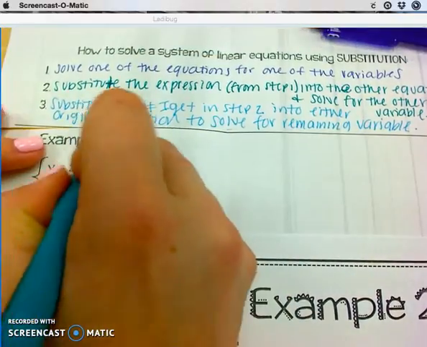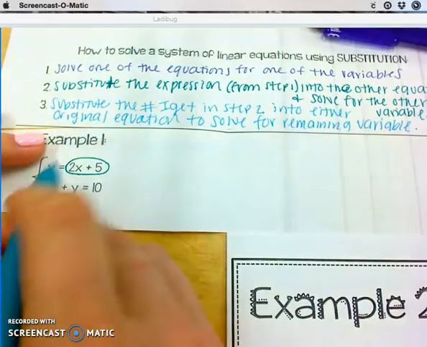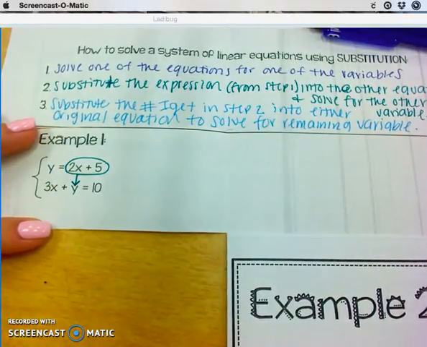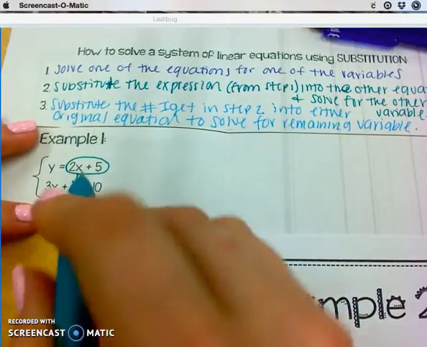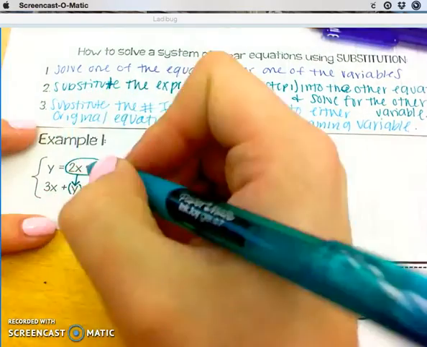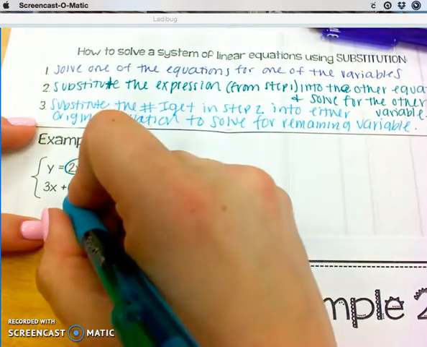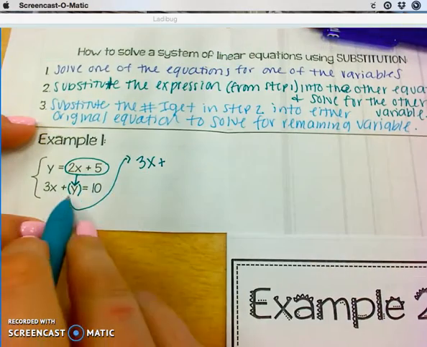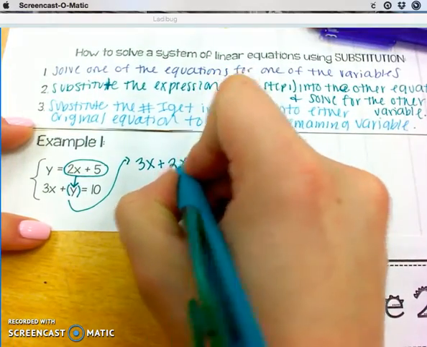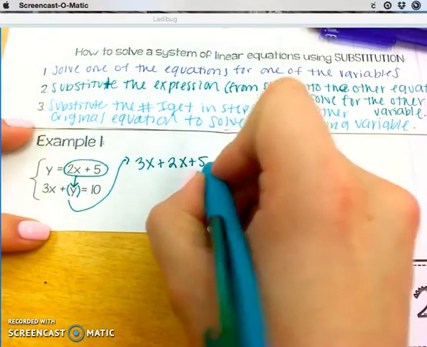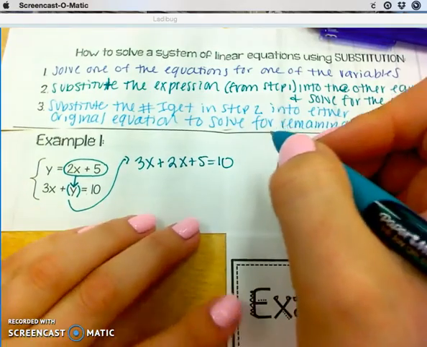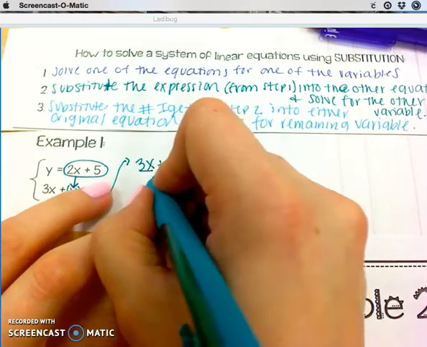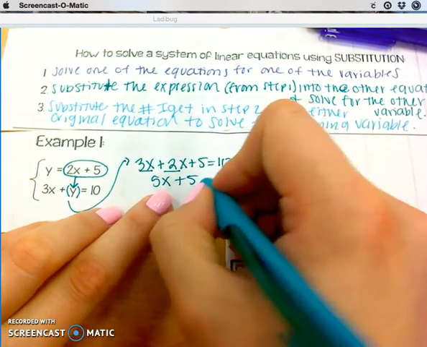I'm going to take this expression. It says that y equals this, so I'm going to put it in the place of y and rewrite my second equation. So let's rewrite this whole thing. I have 3x plus, not y, but 2x plus 5, and it equals 10. Now let's solve for x. 3x and 2x is 5x plus 5 equals 10.